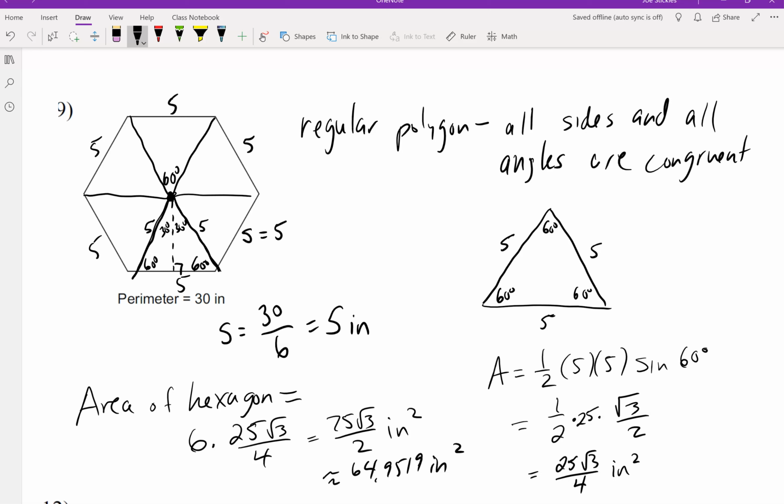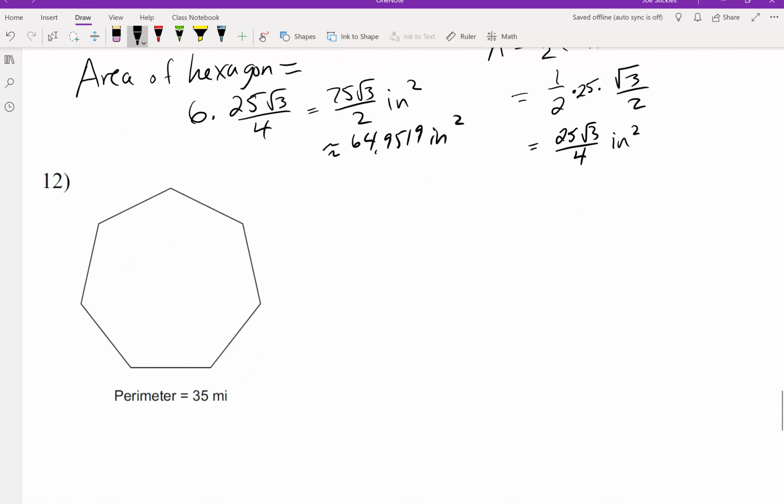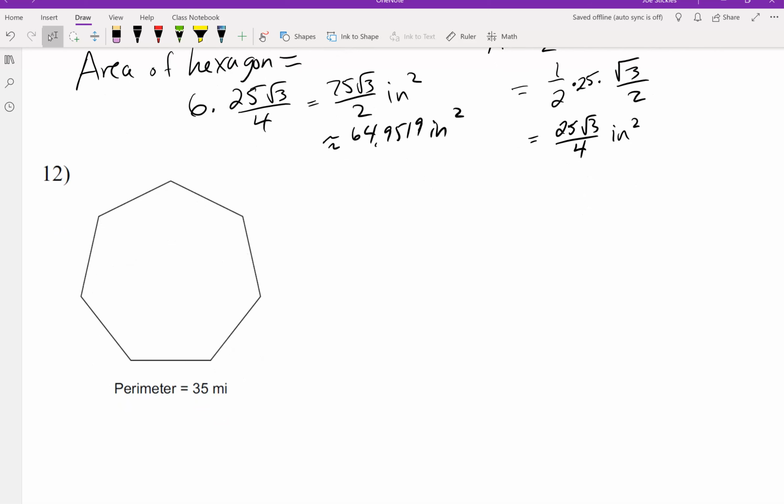Now, in this case, we were lucky that we had an equilateral triangle to start with. In other ones, we won't have equilateral triangles. We'll have to do a little bit more work to figure out the length of the side. So let's do one of those. Let's see, what kind of a shape do we have here? 1, 2, 3, 4, 5, 6, 7. This is a heptagon. This is 7 sides. But the process is going to be the same.